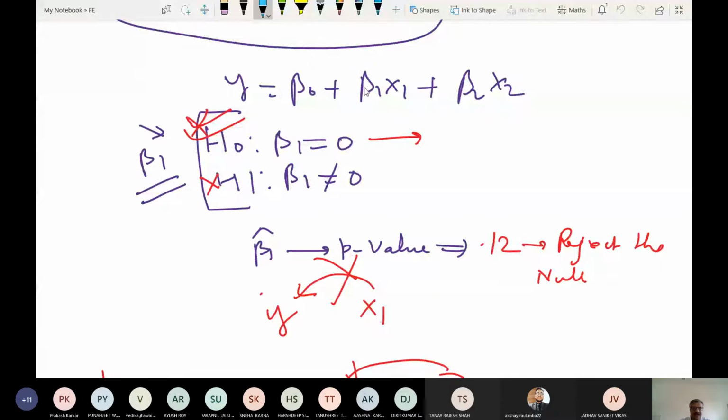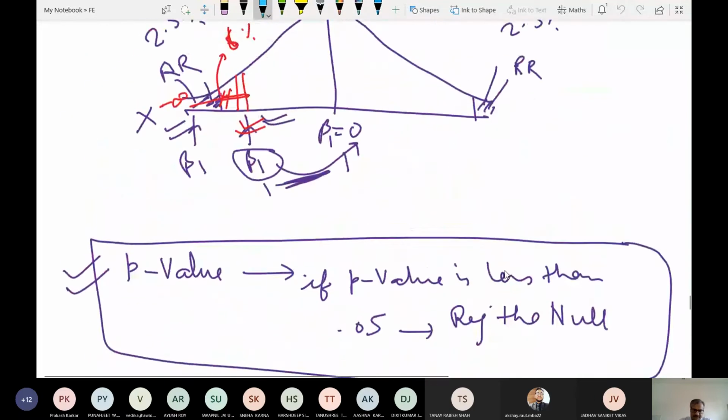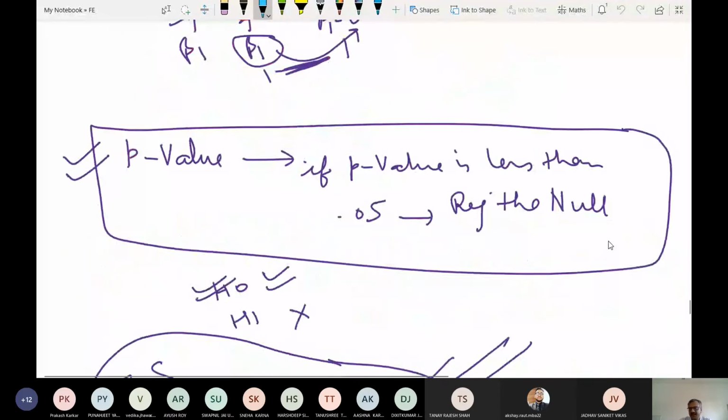This is a very generic hypothesis for coefficient in a regression analysis. Whenever you have got regression analysis, you can use this hypothesis. This is the null hypothesis, which is generic, which can be used all the time whenever you are doing any study of regression analysis for any coefficient. And we have discussed if p-value is less than 0.05, we are supposed to reject the null.